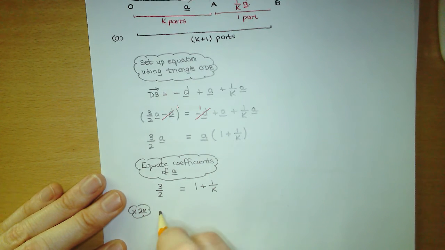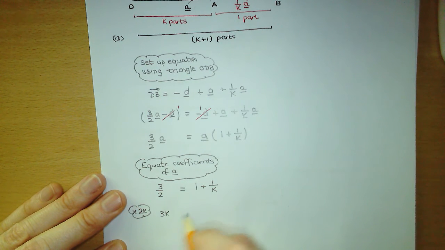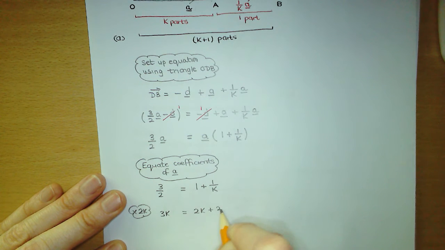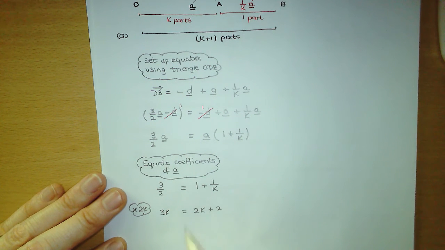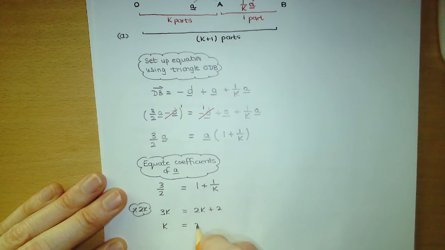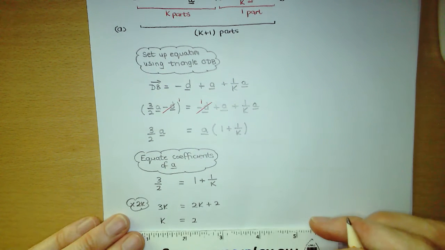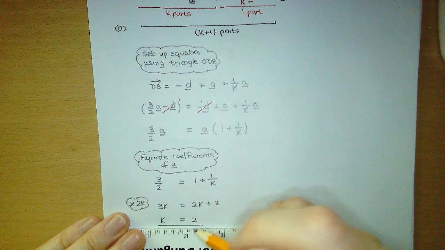So if we do that, we're going to be left with 3k on the left, and that's equal to 2k plus 2. And again, simple, solve, move 2k over, we'll get k is equal to 2. And that's it. So k is 2. And that's our solution for part A.